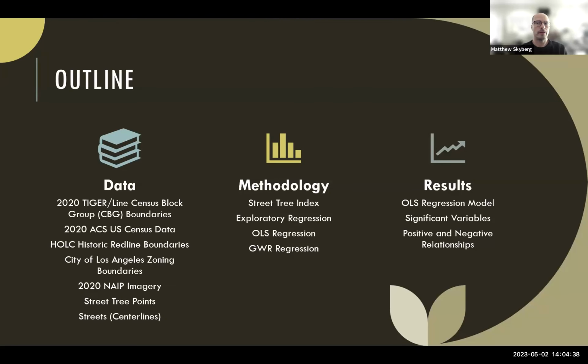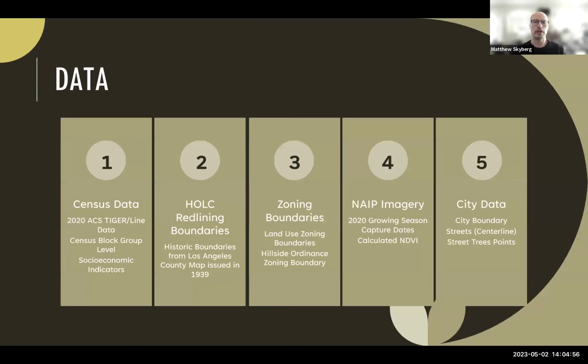So I first obtained the data necessary in order to perform this analysis, and then used the data to create a street tree index and perform regression analysis, which was able to produce an OLS model without a high level of certainty, but it did identify significant variables. So the data used included the 2020 US Census data at the census block group level, the Home Owners' Loan Corporation boundaries, redlining boundaries from the 1939 map, city zoning boundaries, including land use and hillside areas, National Agriculture Imagery Program rasters to cover the entirety of the city from the 2020 growing season, and city data including streets and street trees.